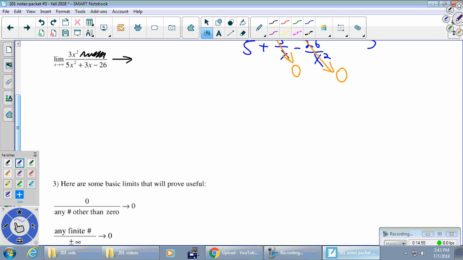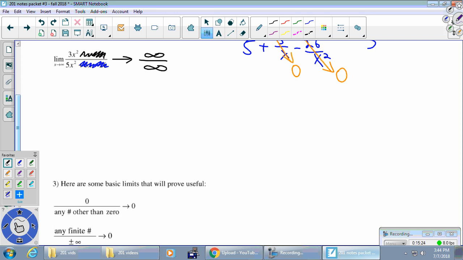And likewise, on the bottom, the minus 26 is negligible and the 3x is negligible, only because x is going to infinity. If x was going to some finite number, what I just did where I ignored some terms is going to lead me to the wrong answer. But because x is going to infinity, all that matters is the leading term on top and the leading term on the bottom. And so if I send x to infinity, then the top is 3 times infinity squared. Well, that's clearly infinity. And the bottom is 5 times infinity squared, which is also infinity.